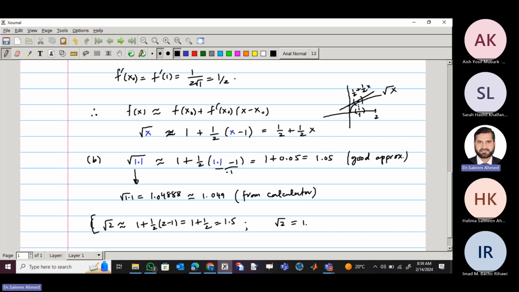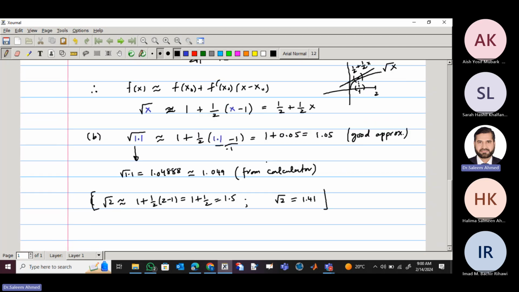So now you see you are very far. 1.41 is far from 1.5, right? So it's not a very good approximation when you took x is equal to 2, right? Because x is not close. Here 1.1 was close. Good approximation because 1.1 is close to 1, right?